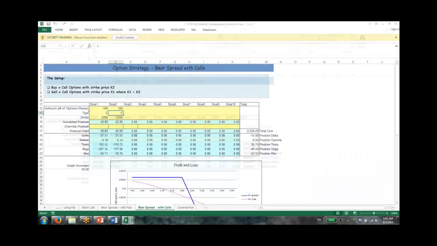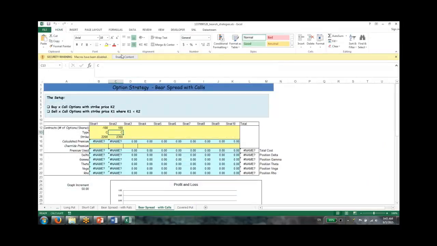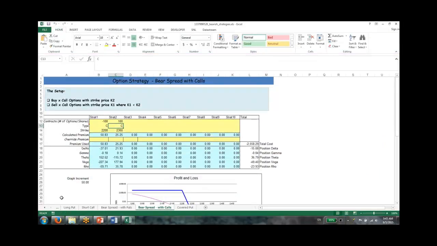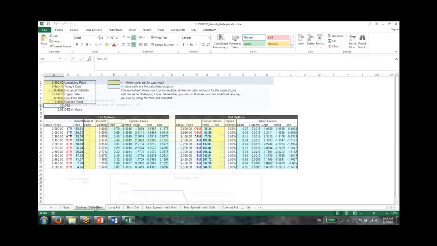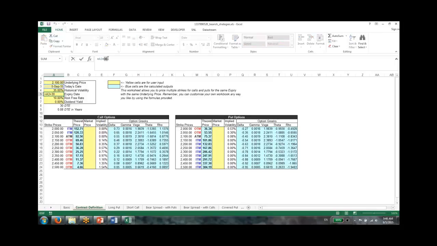Okay, so if you see this, and if you go to this theta part here, or if you simply go to this contract definition part here, where I give the underlying price, the date of today, and the expiry date. Let's make it 24th of September.